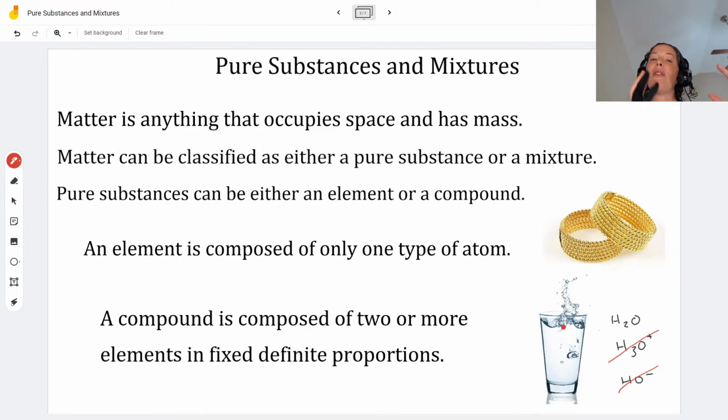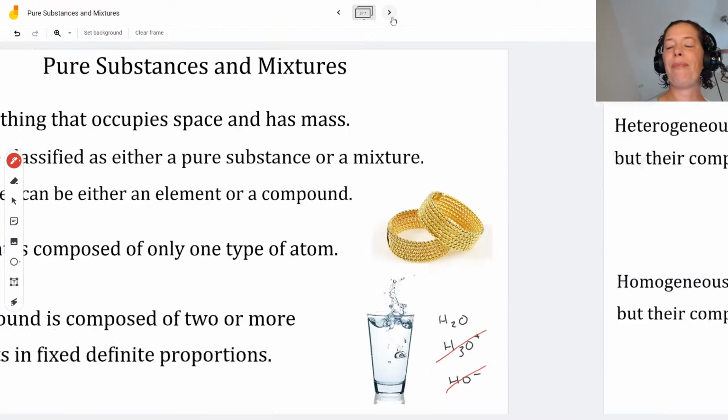Okay, so that is what it means to be a pure substance. It means you're either an element and you're one type of atom, or if you're more than one element, you are in a fixed definite proportion and you don't have a mixture of things going on. With that being said, let's talk a little bit about mixtures.